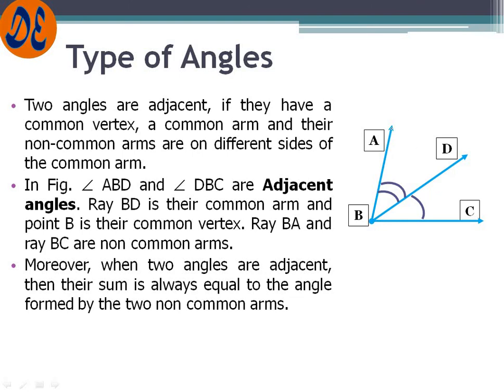Now let us take one example. Here this is angle ABC, and if you are taking angle ABD, here also you can find this is the common arm, but here both the angles are forming on the same side of the common arm. So these angles will not be called adjacent angles. Clear? These angles will not be called adjacent angles.